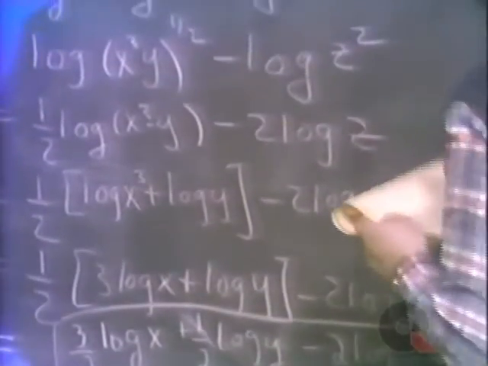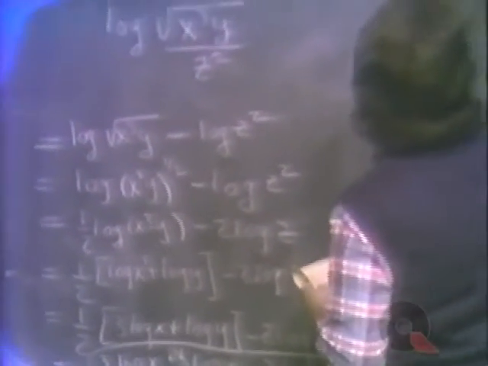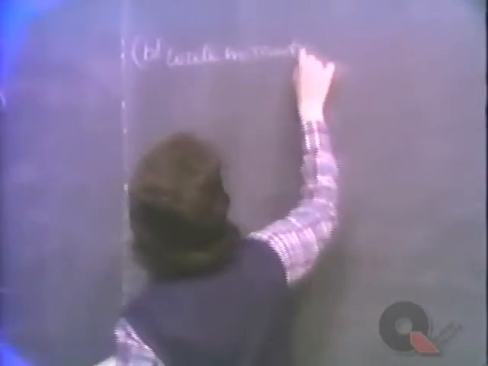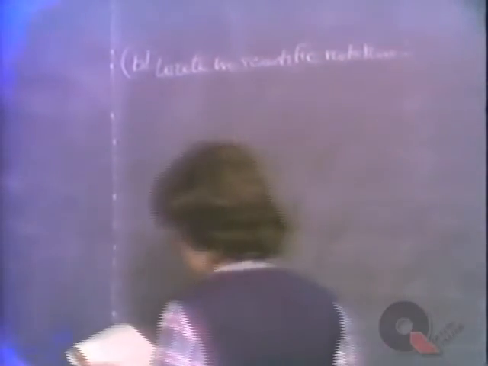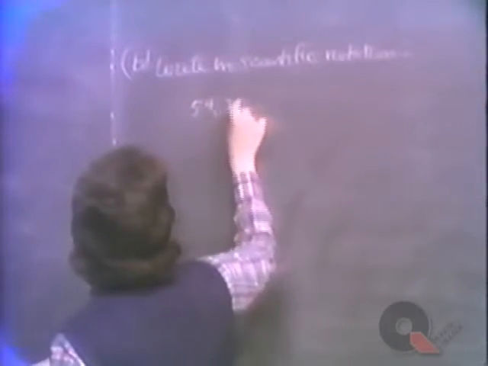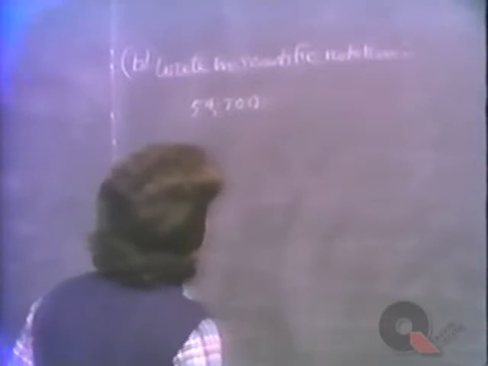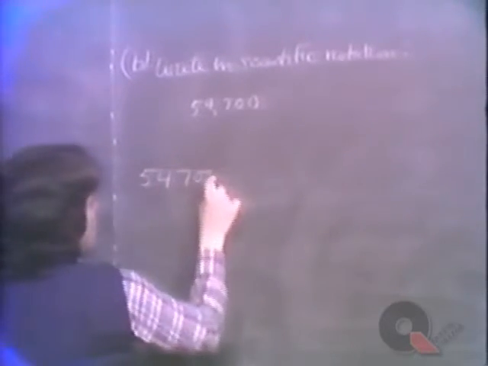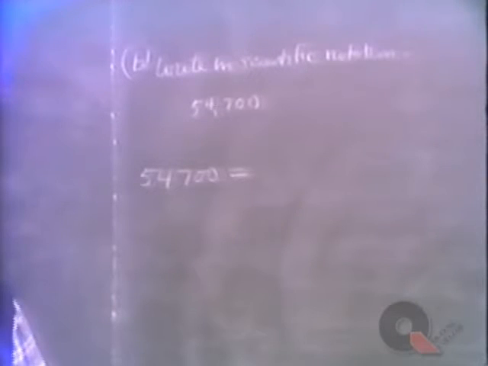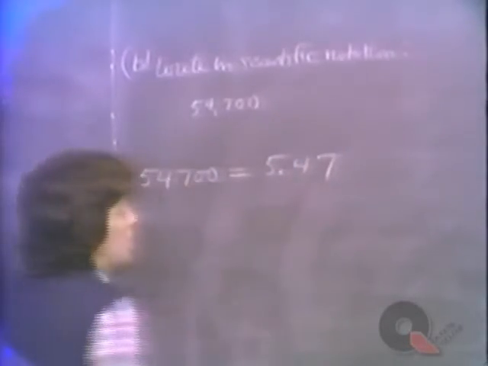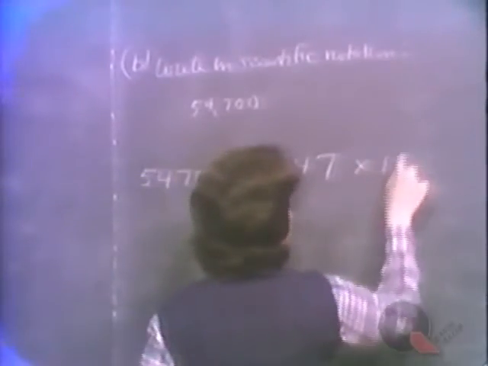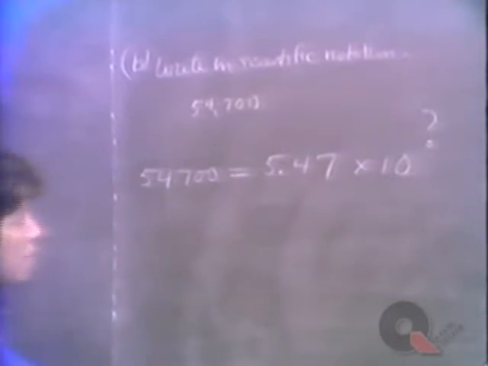In 9b, we're asked to write in scientific notation $54,700. By that we mean write this as a number between 1 and 10 times 10 to some power. It's scientific notation or power of 10 notation. We would therefore write this as 5.47, a number between 1 and 10, times 10 to some power. Got to figure out the power.